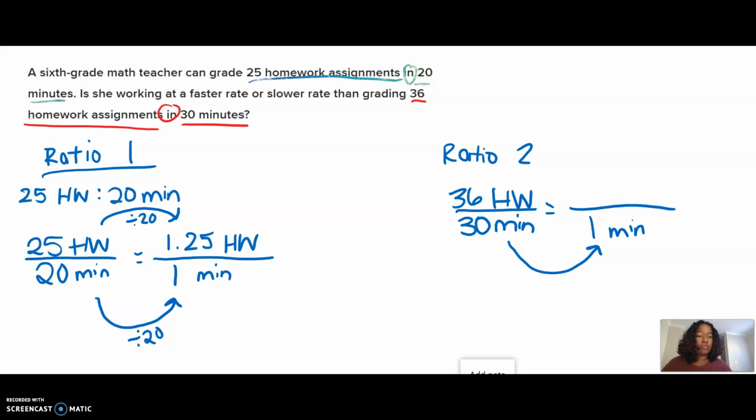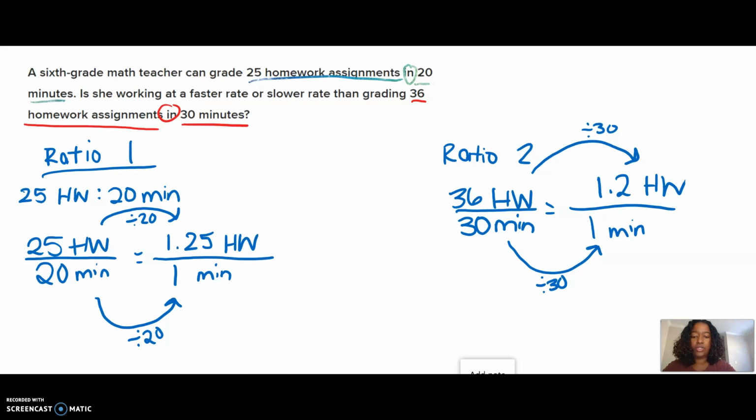So to go from 30 to 1, we're dividing by 30. 30 divided by 30 equals 1. So we need to also divide by 30 in the numerator. So 36 divided by 30 equals 1.2 homework assignments. So the question is, is she working faster or slower than the second ratio?